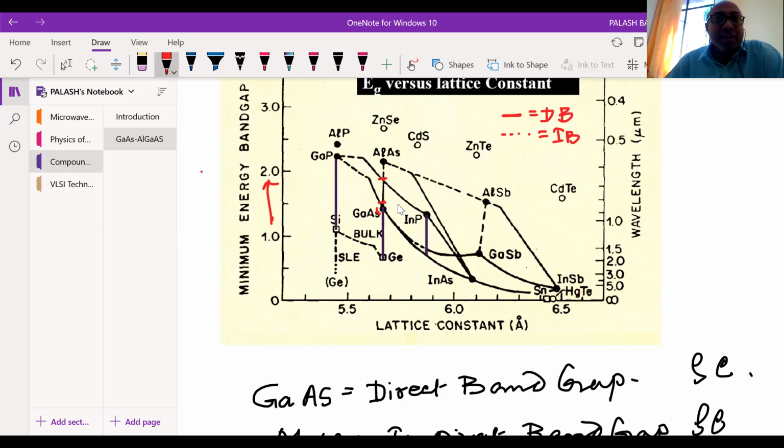Not only that, at this part the X value is 0.37, and above 0.37 your compound semiconductor, aluminum gallium arsenide, turns indirect band gap. Below that, it is a direct band gap. This is actually the beauty of this thing. The same thing can happen. You look at this: you have gallium arsenide.